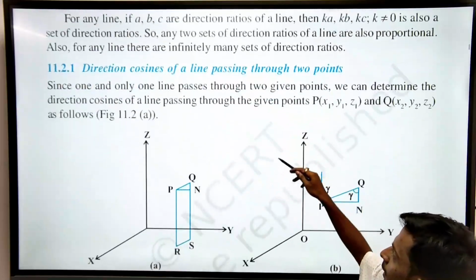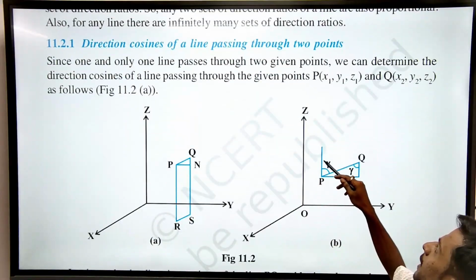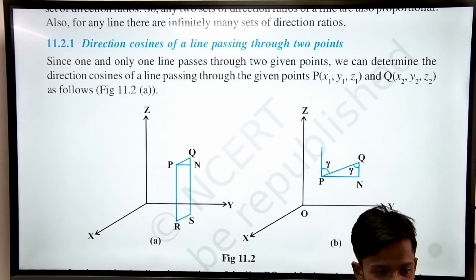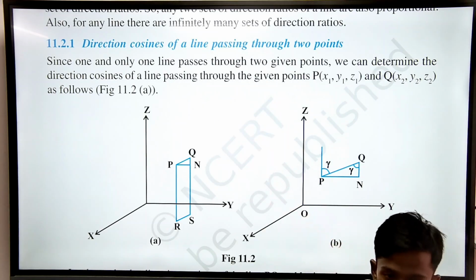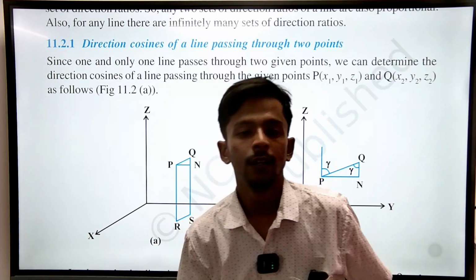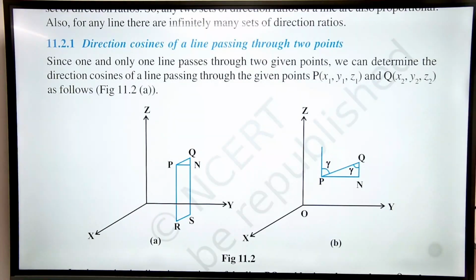The thing is that this part, direction cosines of a line passing through 2 points. So if the 2 points are given, suppose, right? Write the heading: Direction cosines of a line passing through 2 points.